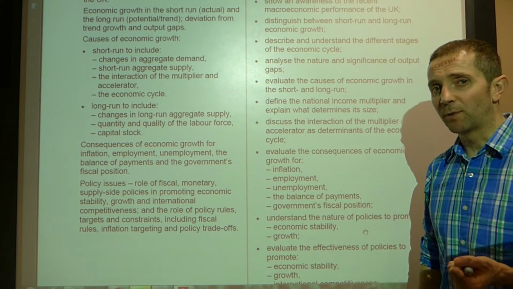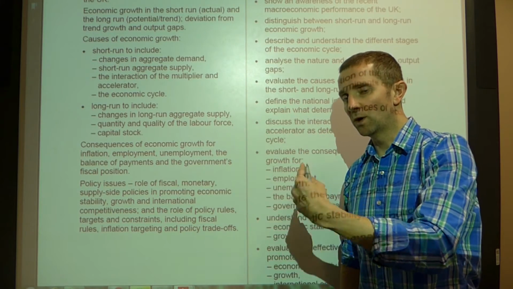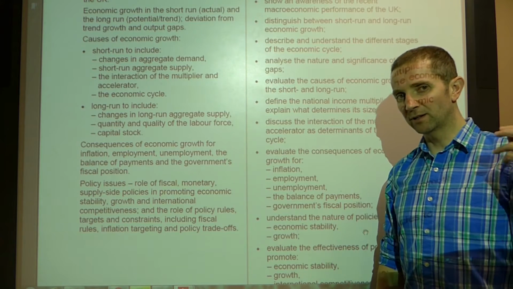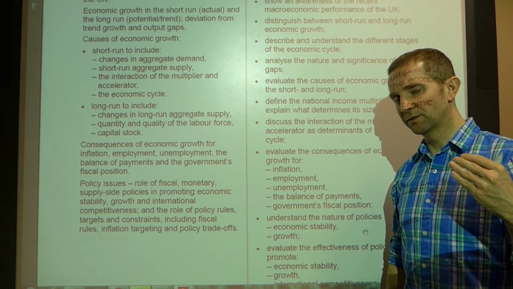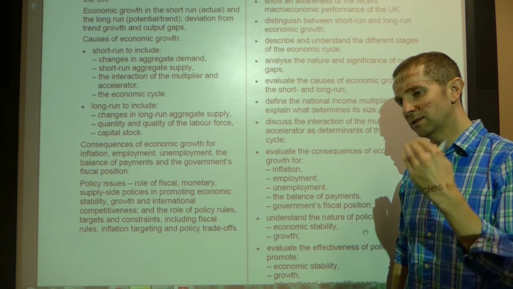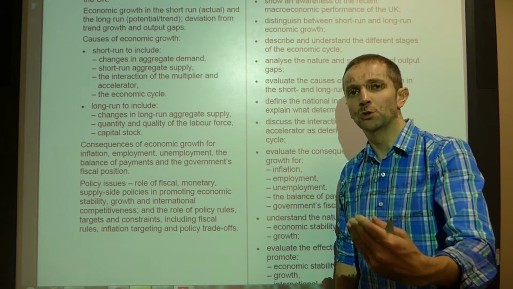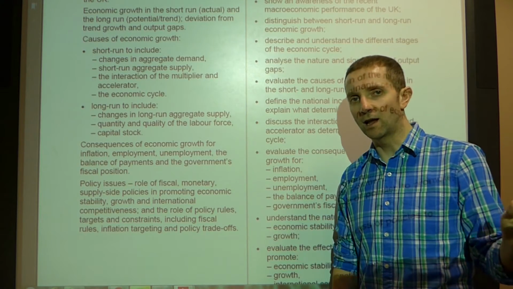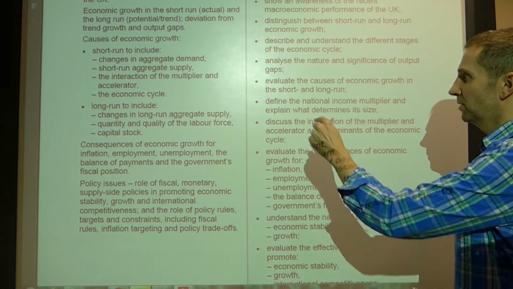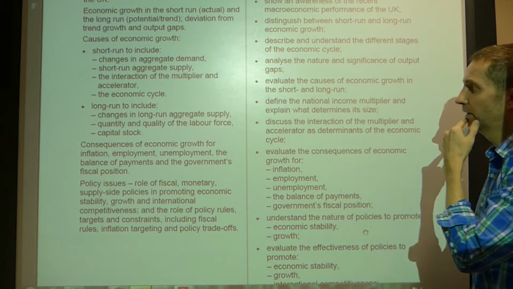1B, the 6-mark question, is an analyse question, always an explain what theory suggests should happen in certain circumstances. Remember, analyse is not a two-handed discussion type answer. Analyse is simply: this is the economic theory, this is the diagram, and this is what economic theory says should happen. You don't need to get into the on the other hand type of business. So, possible analyse questions: the nature and significance of output gaps. Very strong possibility.